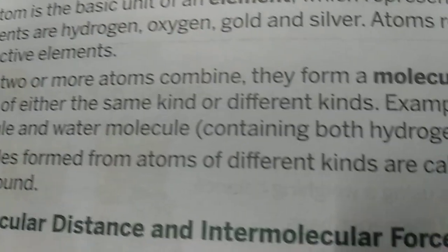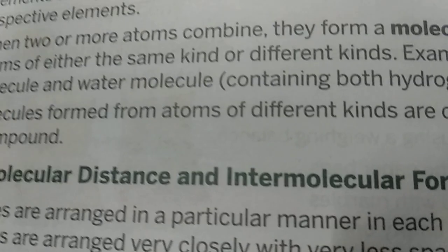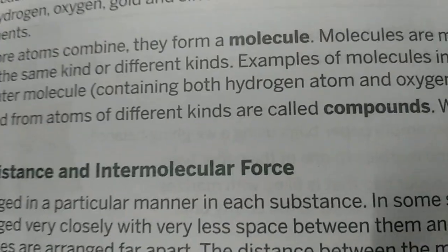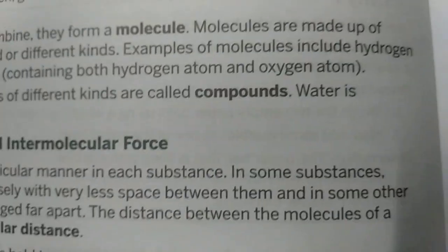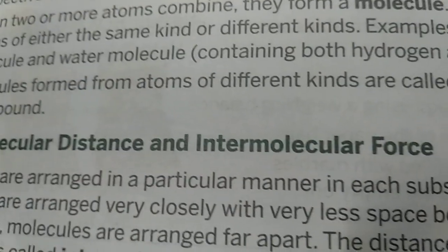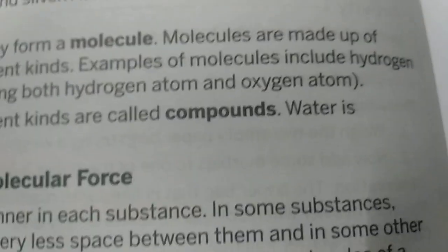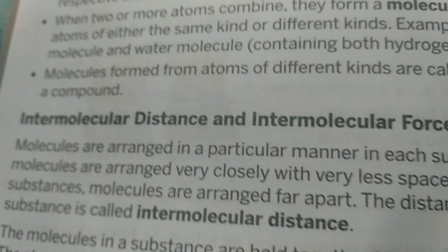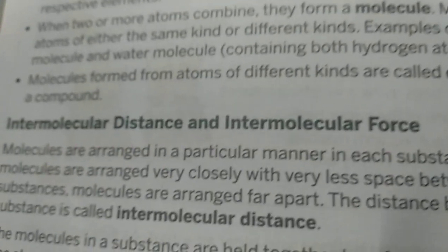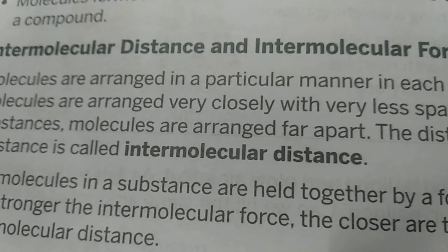When two or more atoms combine together, they form molecules, of either the same kind or of different kinds. Examples include the hydrogen molecule and the water molecule. The water molecule contains both hydrogen atoms and oxygen atoms. Molecules formed from atoms of different kinds are called compounds. Water is a compound because it is formed of two types of elements, hydrogen and oxygen. These things you have read in an earlier class also.